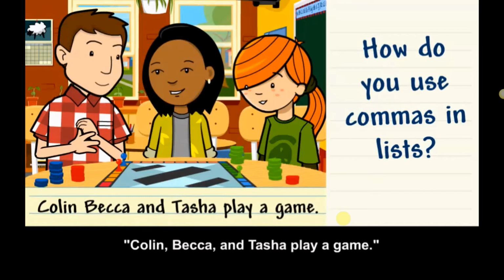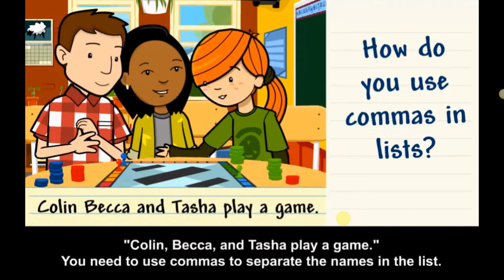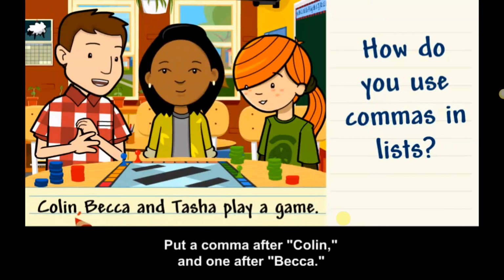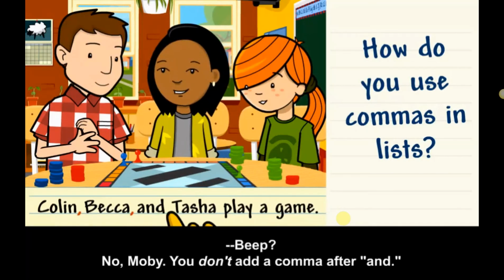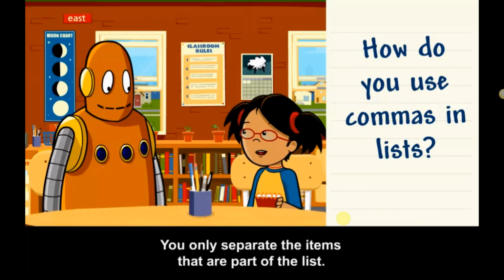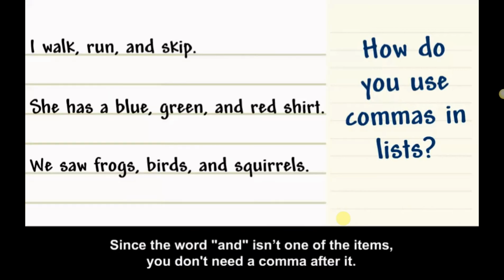Colin, Becca, and Tasha play a game. You need to use commas to separate the names in the list. Put a comma after Colin and one after Becca. No, Moby, you don't add a comma after and. You only separate the items that are part of the list. Since the word and isn't one of the items, you don't need a comma after it.